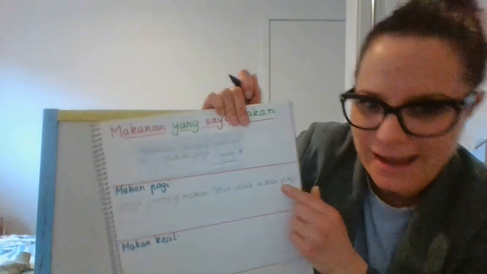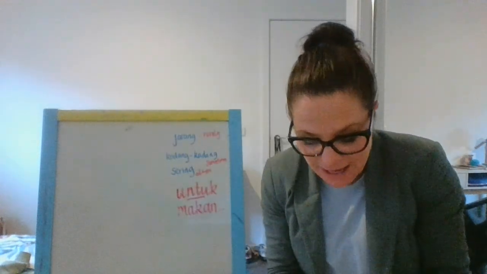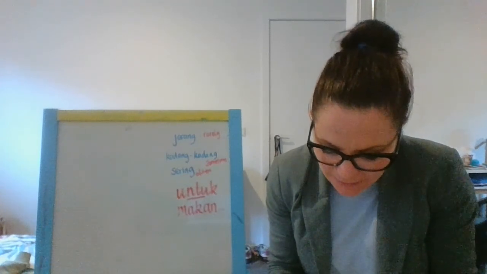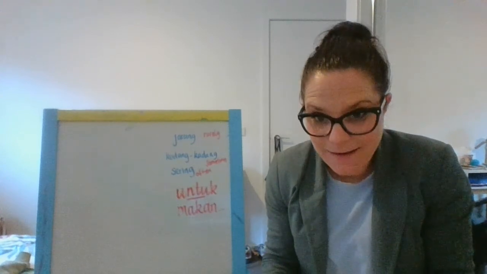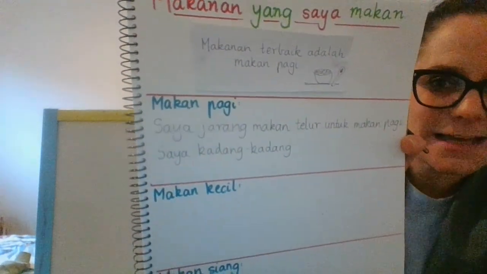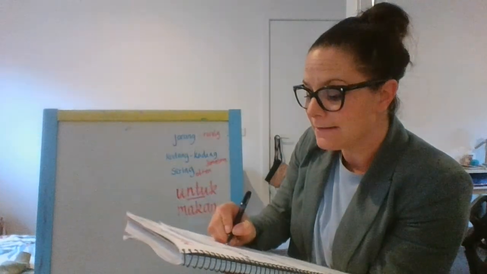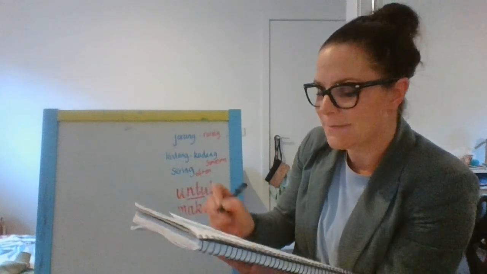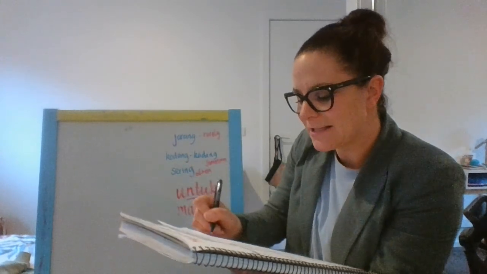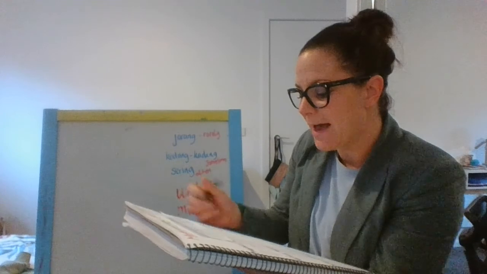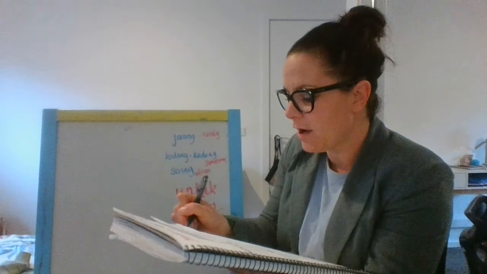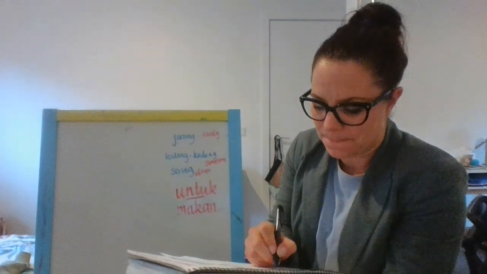Untuk makan pagi. Okay. My last sentence is saya kadang-kadang. Can anyone remember what kadang-kadang means? Yes, it's sometimes. Saya kadang-kadang. I sometimes, saya kadang-kadang, makan. What can you guess? What out of that list might I sometimes eat? Maybe. Saya kadang-kadang makan tomat. I sometimes eat tomatoes. Untuk is for. And then the word for breakfast is makan pagi.